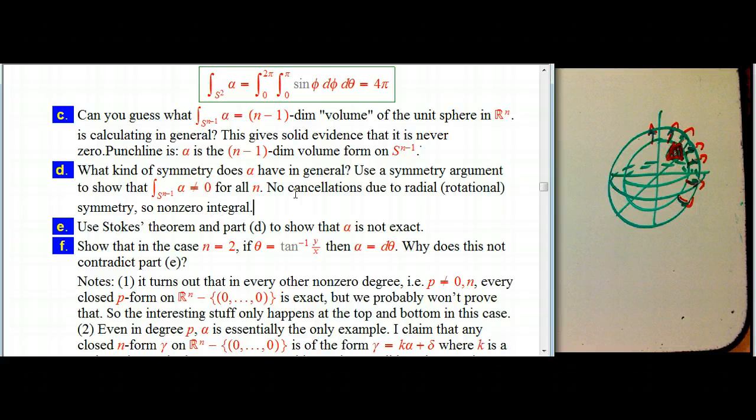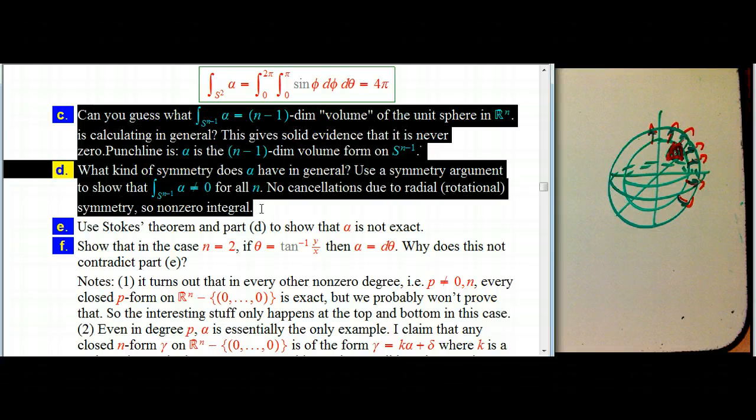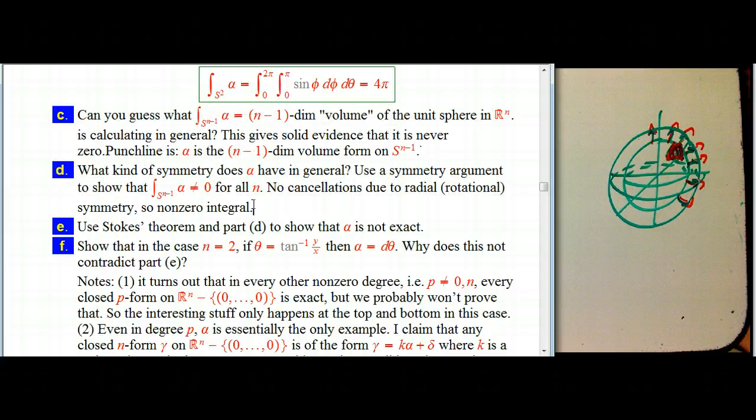Okay, so part C and D are basically trying to get us out of what would be an interesting digression, which would be calculating the volume of an n-1 dimensional sphere. And maybe I'll do a video of that. As I said, my class has done that, but it's a little bit involved and kind of takes us away from the basics of forms.